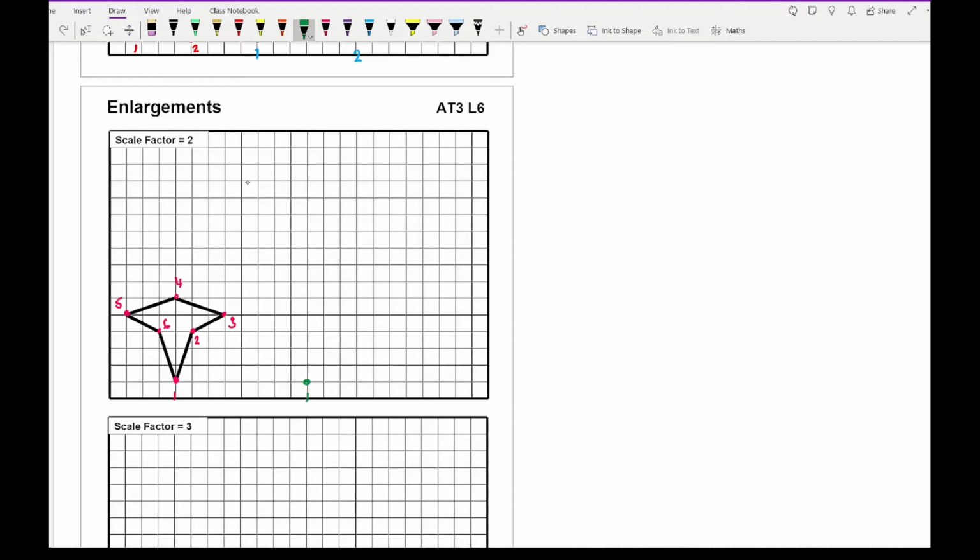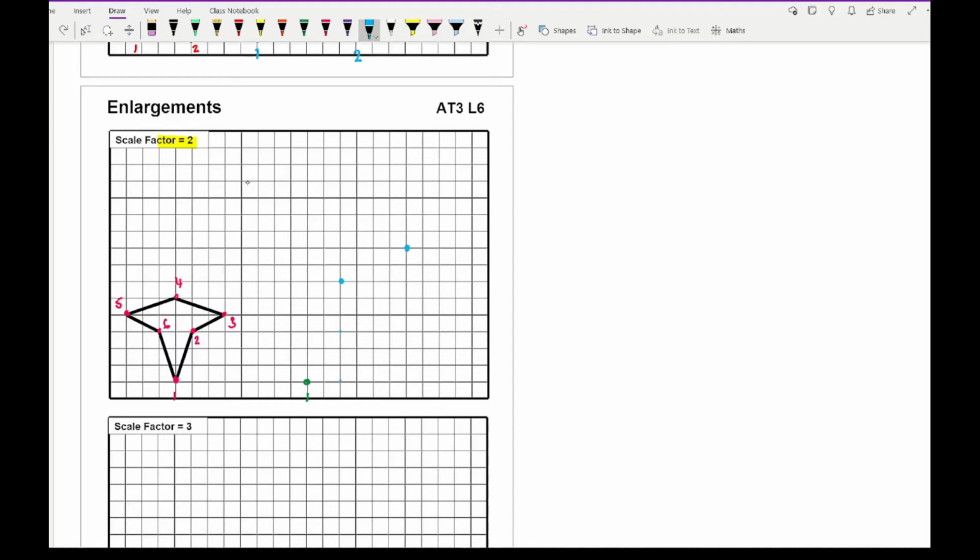So you go from number 1 to number 2, you need to go to the right 1 and up 3, so I'm going to go to the right 2 because my scale factor is 2, and up 6. That's 2, 3 and 3, so that's going to be there. Then from 2 to 3 I'm going to go across 2, up 1, so I'm going to double that and go across 4 and up 2, so that's going to be there.